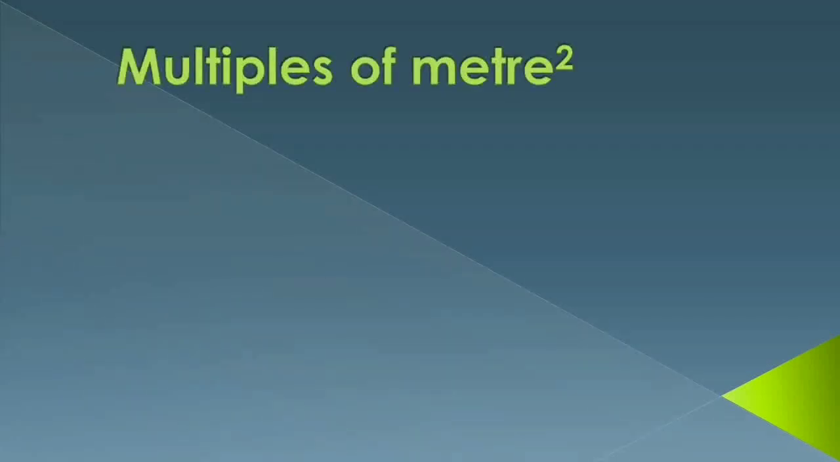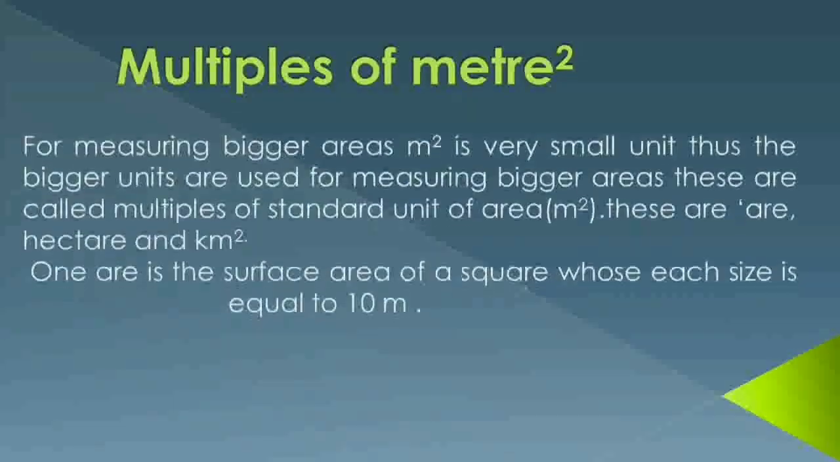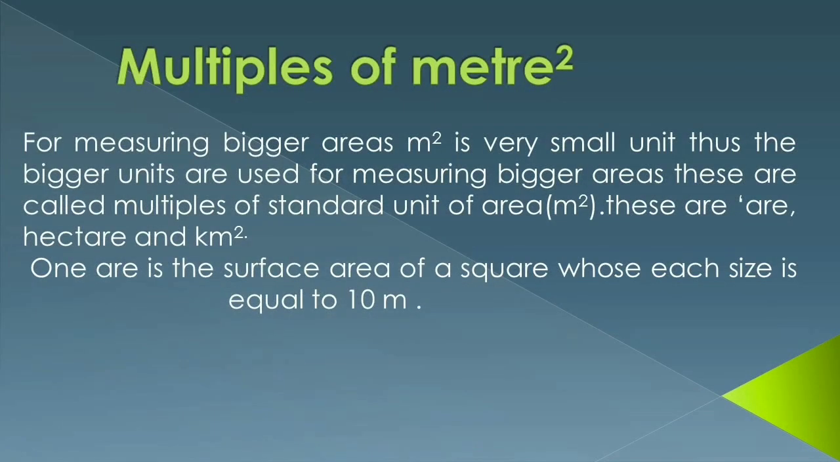For measuring bigger areas such as the area of a big plot of land or the area of a town or city, etc., meter square is a little bit small unit. So a bigger unit is required here, such as air, hectare and square kilometer. For measuring bigger areas, some bigger units are used. These are called the multiples of the standard unit of area, that is meter square, and these are air, hectare and kilometer.